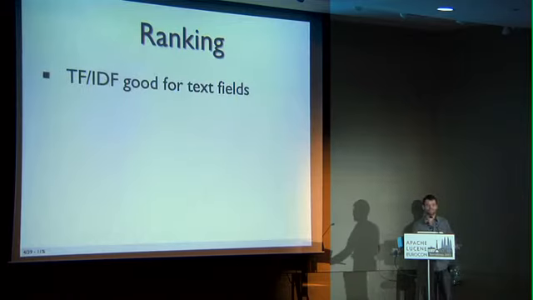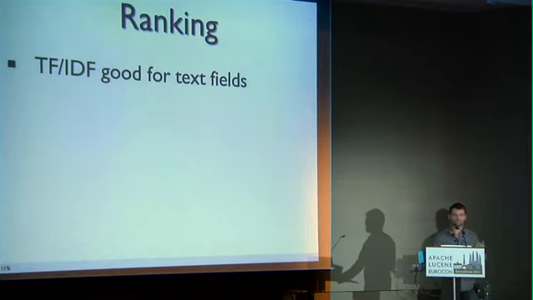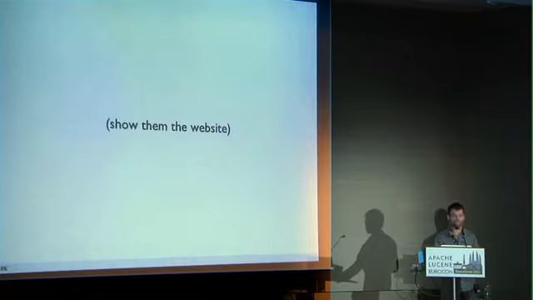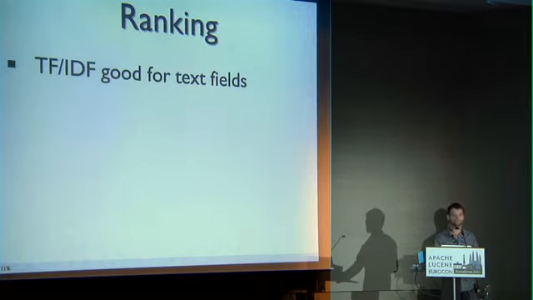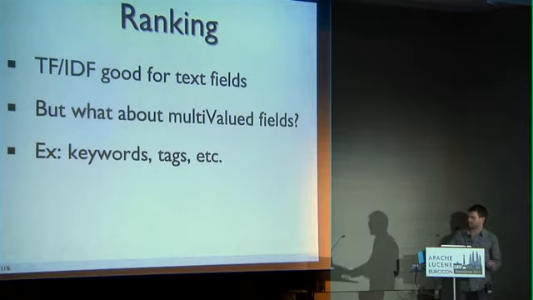Okay, so ranking. For ranking, TF-IDF is pretty good for most cases, text documents and such. But at Shutterstock, we just have photos that have metadata. And the most relevant stuff in there is a set of keywords, of which there are no duplicates. So something like term frequency isn't relevant. Keywords, tags, and those sorts of things.